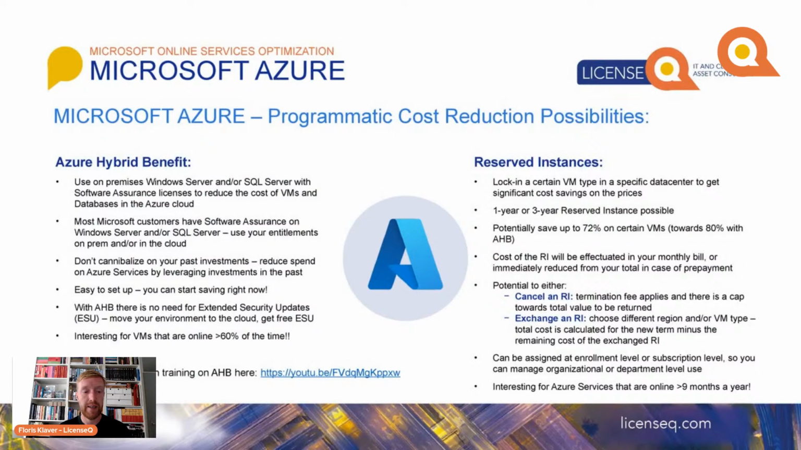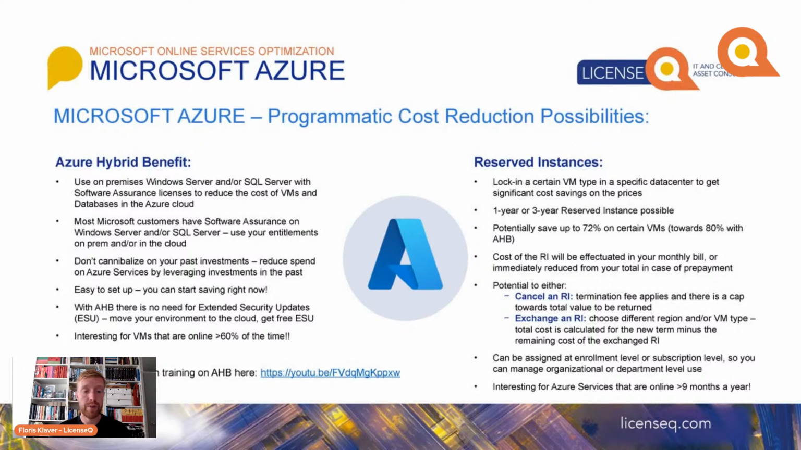So if you look at programmatic cost reduction possibilities, you would quickly arrive at Azure Hybrid Benefit and reserved instances. And we have some on-demand content on our YouTube page if you want to learn more about how to calculate if Azure Hybrid Benefit is right for your organization or not. But Azure Hybrid Benefit is basically a programmatic option where you can reduce cost in your Azure environment when you have Windows Server and SQL Server with software assurance licensed in, for instance, a Microsoft Volume licensing contract.